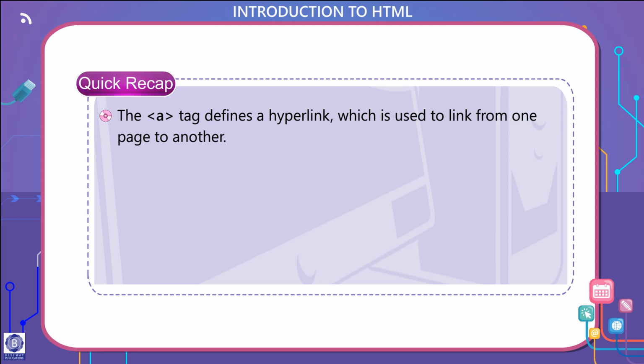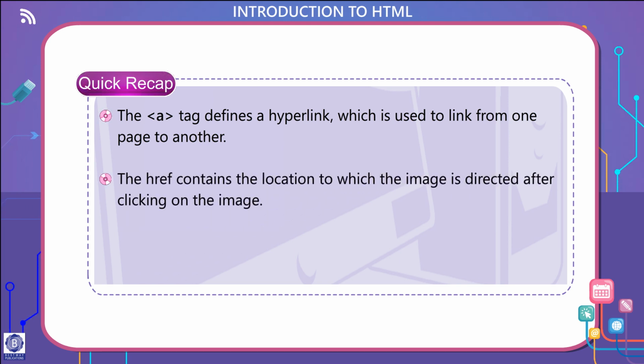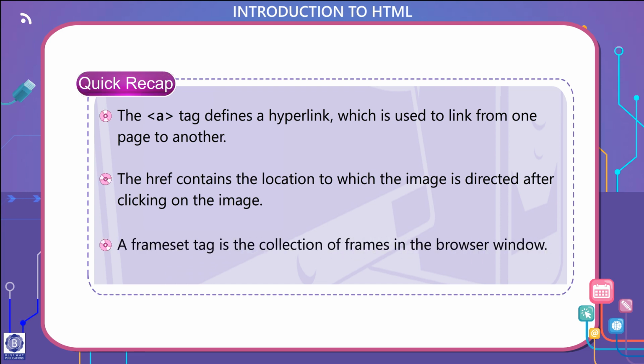The A tag defines a hyperlink, which is used to link from one page to another. The href contains the location to which the user is directed after clicking on the link. A frameset tag is the collection of frames in the browser window.